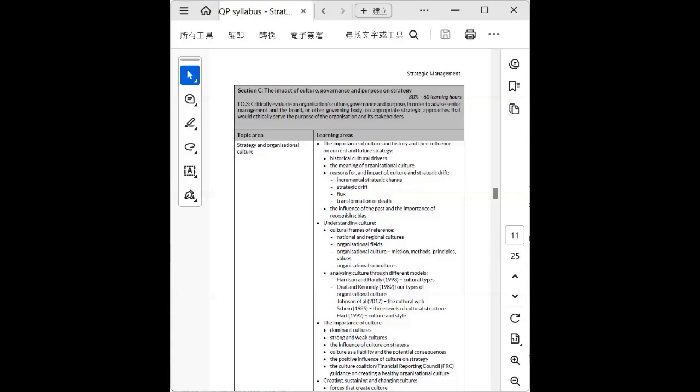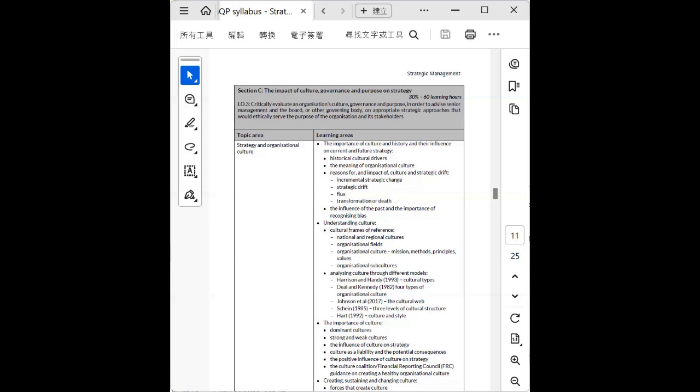So you can use some of these terms in your discussions, whether you can find out that there's any cultural or strategic drift. A flexible culture can embrace change and prevent drift. So we have to see if the culture is a little bit more rigid.